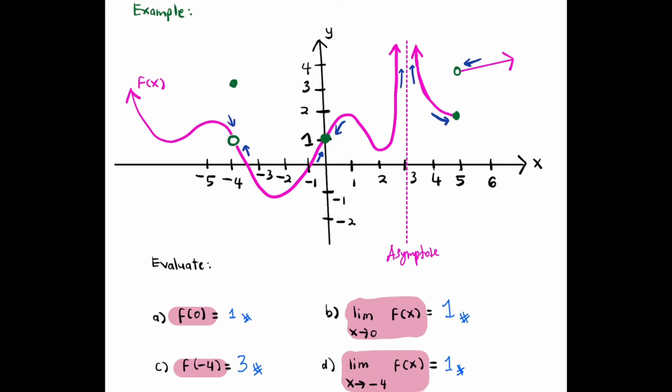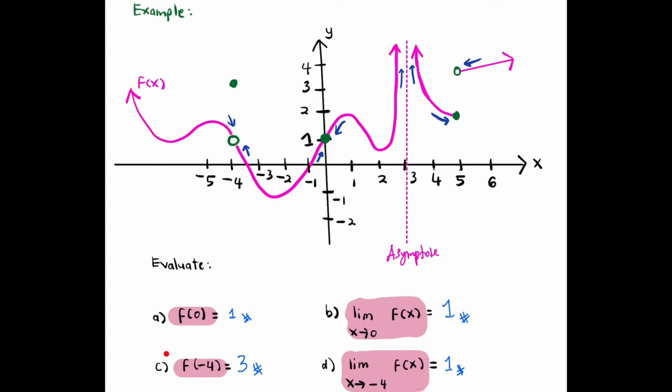Next, part B, question asks us for the limit of f(x) as x approaches 0. So let's see here, the limit of f(x) as x approaches 0 from the right is equal to 1. And the limit of f(x) as x approaches 0 from the left is also equal to 1. Since the values are the same, therefore, the limit of f(x) as x approaches 0 is equal to 1.